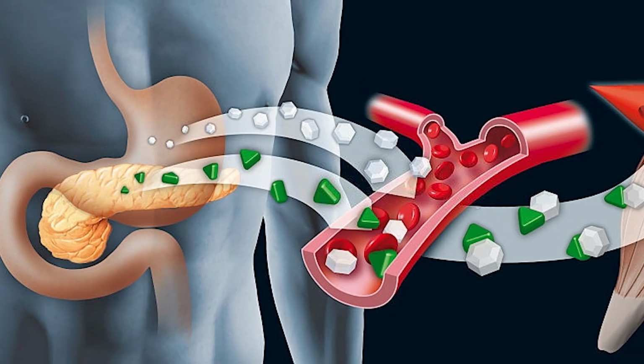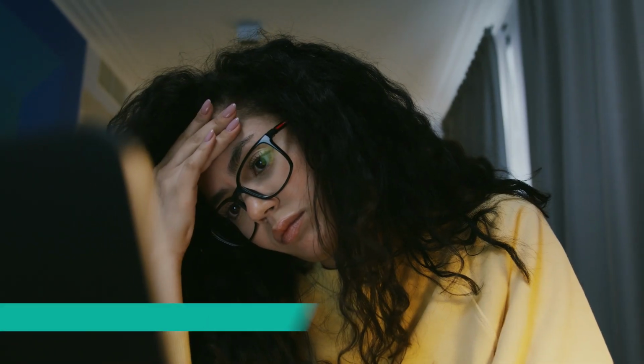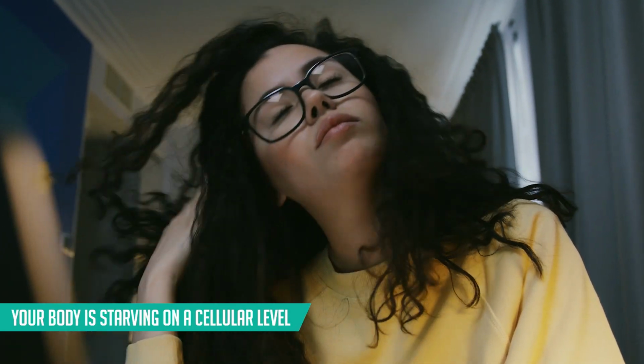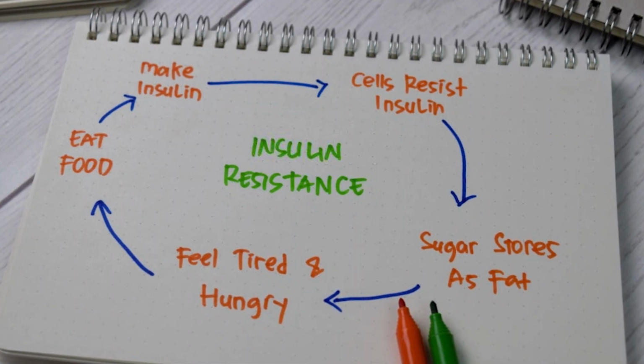And what ends up happening in that case is your body will release more insulin and more insulin and more insulin because your body is desperately trying to lower blood sugar because that's a toxic environment for the body. The problem is when your cells are not able to receive that usable energy, your body is starving on a cellular level, which means your glucose metabolism is inefficient. This is also known as insulin resistance.